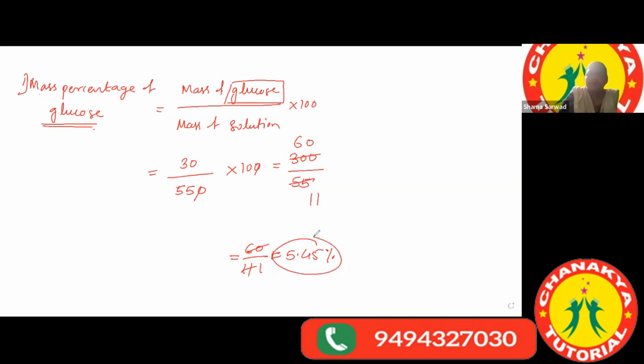Pranav, for your sake, I'm going to show it again. When I take a beaker, in a problem they ask you to take 30 grams of glucose, and then 20 grams of salt, and 500 ml of water. When you add all these three, you will get the mass of solution.